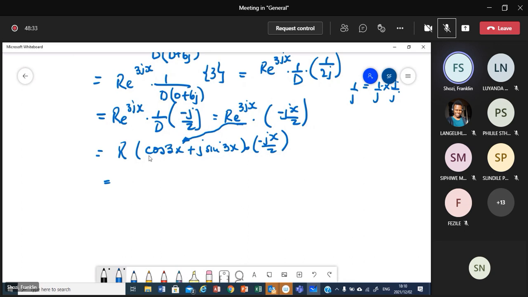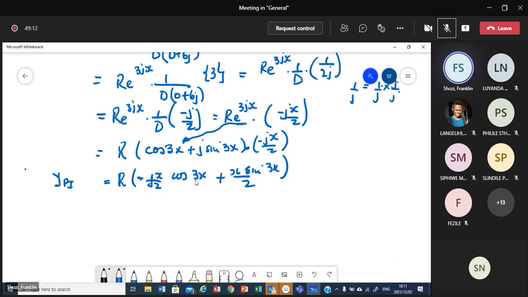So minus jx over 2 times that is going to be minus jx over 2 cos 3x. Minus j times this j is negative j squared, but j squared itself is minus 1. So it's minus minus, so it becomes plus x sine 3x over 2. But now the R outside says you take the imaginary. I mean, you take the real part.